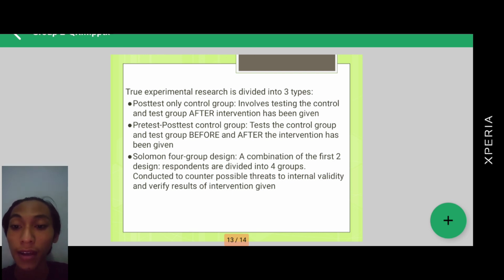Solomon four group design is a combination of the first two designs. Respondents are divided into four groups. It is conducted to counter possible threats to internal validity and verify the result of the intervention given.